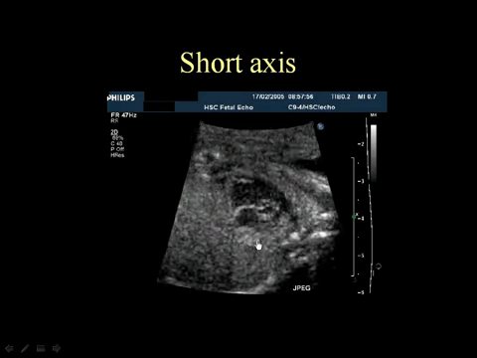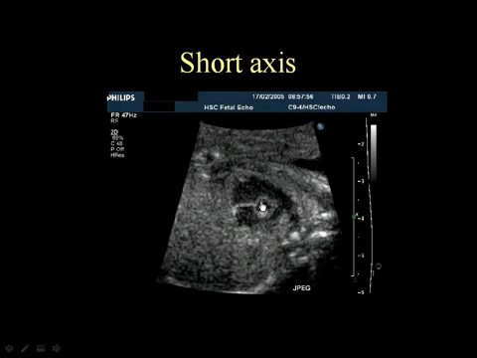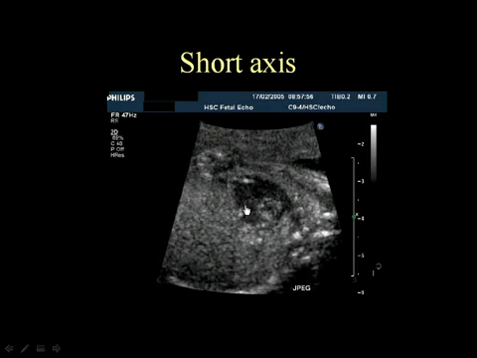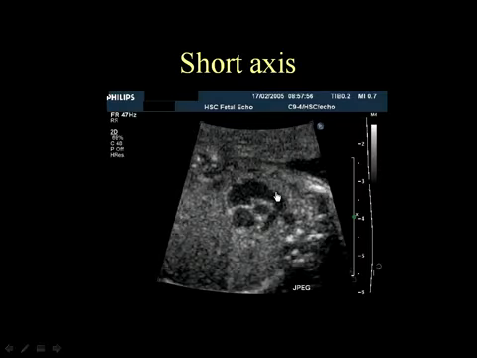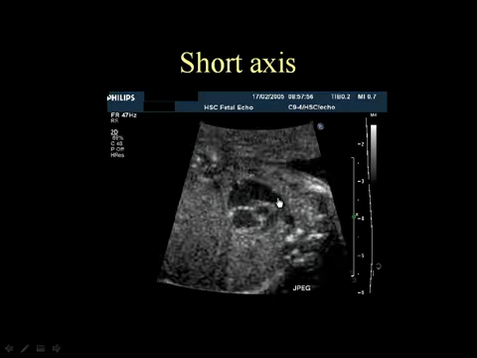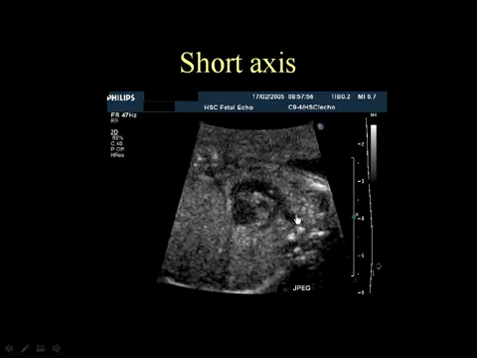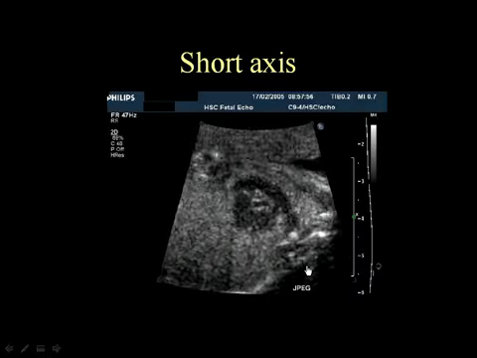This is an example for how the short axis looks. This is the aortic valve in the middle, right atrium, tricuspid valve, right ventricle outflow tract, pulmonary valve moving here, and these are the branch pulmonary arteries, right and left.